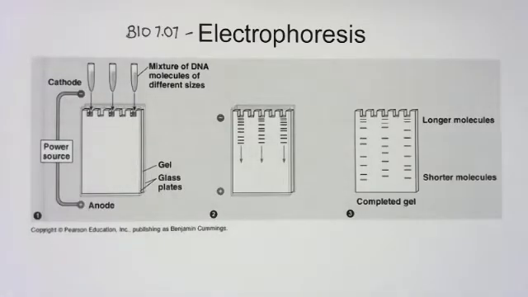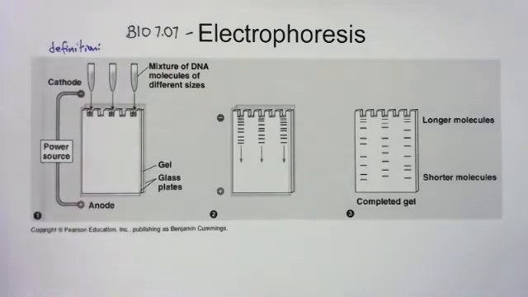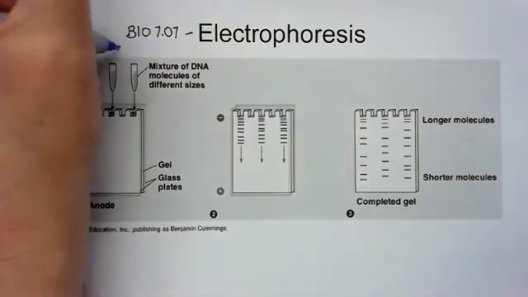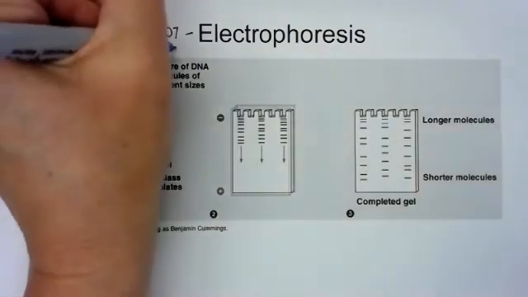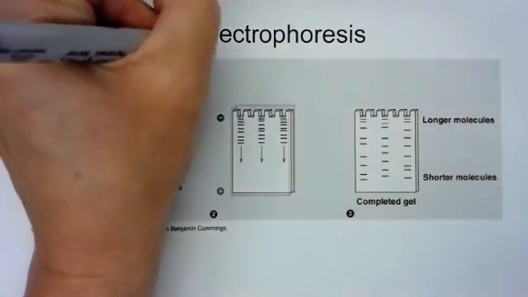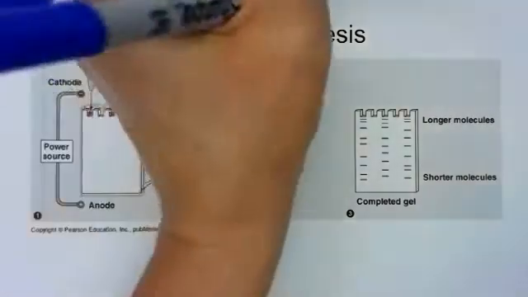All right, welcome back. This is biology lesson 7.07 on electrophoresis. What we're talking about today: electrophoresis is the process of separating fragments of DNA using an electric current. So let's write that down. The definition is separating fragments of DNA using electric current.